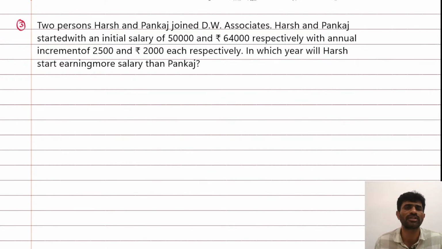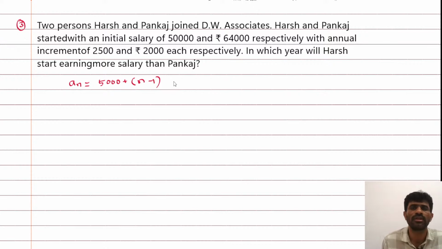Now let's see the next question. This was given by Samiksh. There are two arithmetic progressions in which year the first fellow will get more than the second fellow. So here in both the cases you have to find an. An is what? A plus n minus 1 into d. So 50,000 plus n minus 1 into d, where d is how much for the first fellow? 2,500.